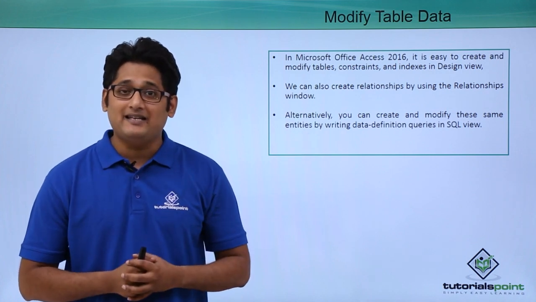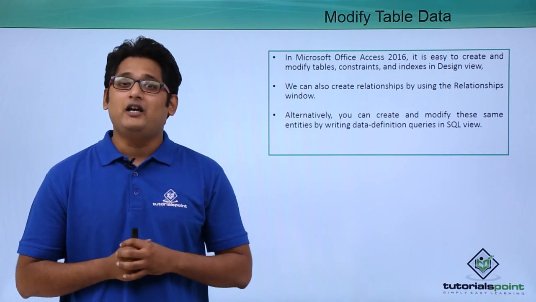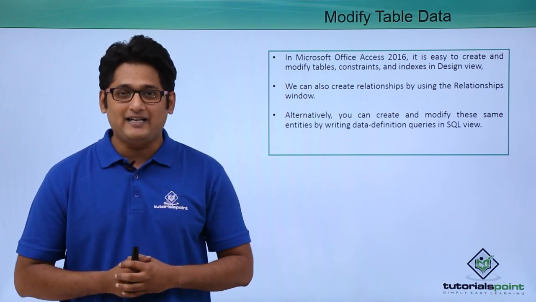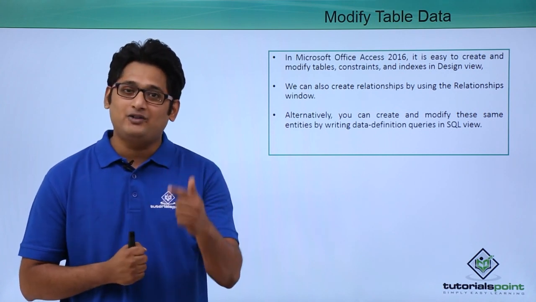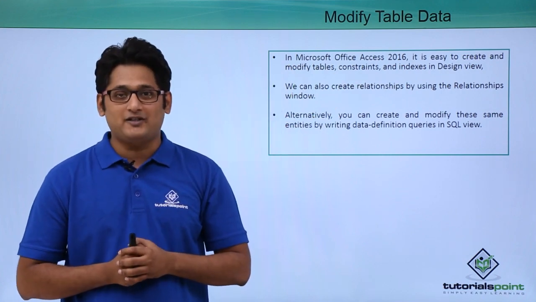Now, where can we find this design view? If you go on the extreme left corner of your screen, you can find a view button. Under this view button, you can see two views. The first one is the data sheet view and the second one is the design view. Under the design view, you can do the necessary modification in Microsoft Access 2016.